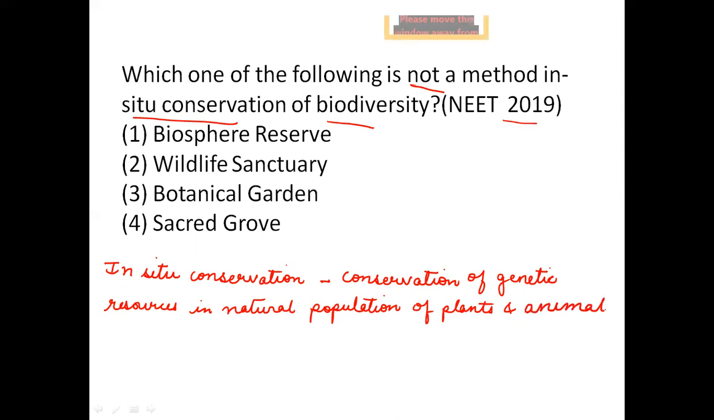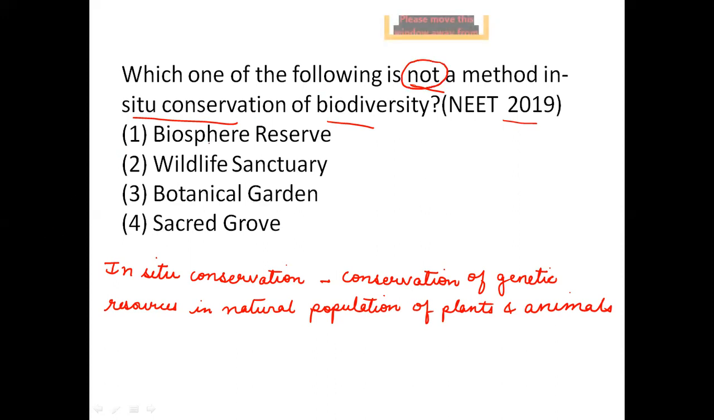Okay. So here we can also say it is a process of protecting plants and animals in their natural environment. Basically, in situ conservation means we protect plants and animals in their natural environment and natural habitat. So what are the options given here? Because we have to answer which is not in situ conservation, right? So first of all, let's see the options.